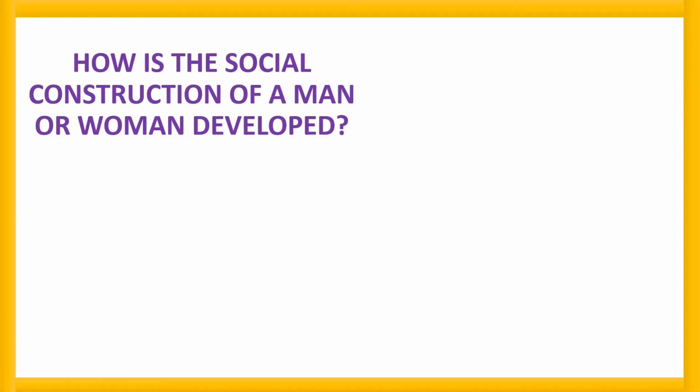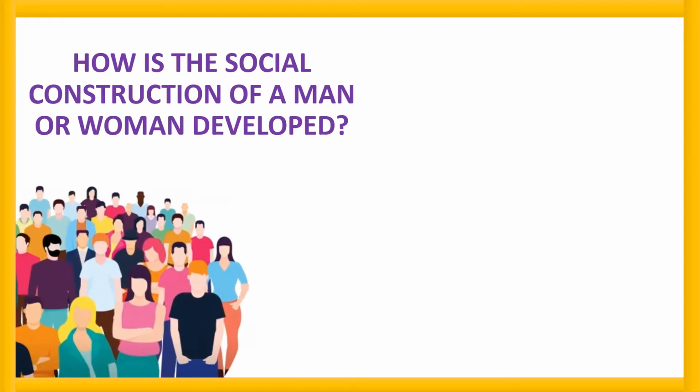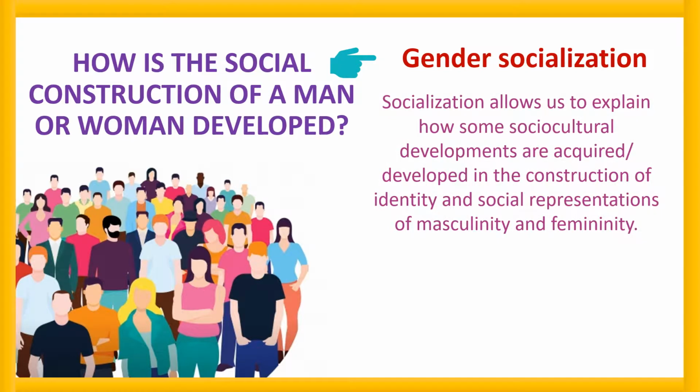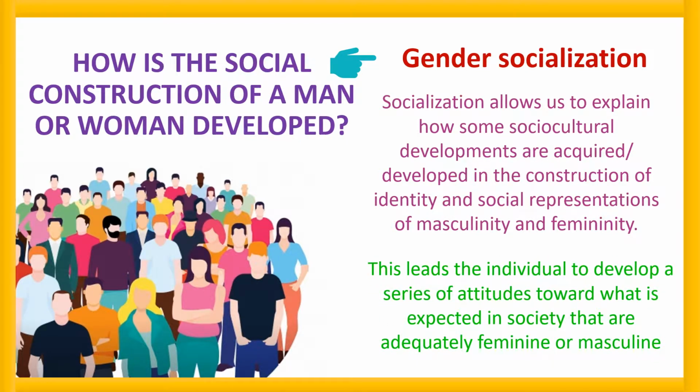How is the social construction of a man or a woman developed? That leads us to gender socialization. Socialization allows us to explain how some sociocultural developments are acquired or developed in the construction of identity and social representations of masculinity and femininity. This leads the individual to develop a series of attitudes toward what is demanded in society that are adequately feminine or masculine.